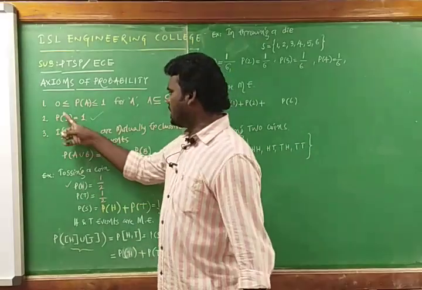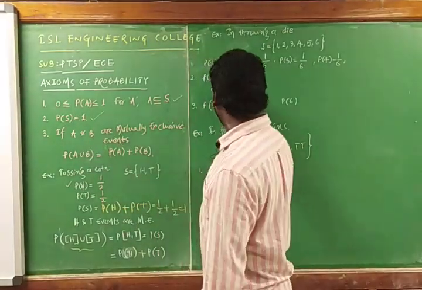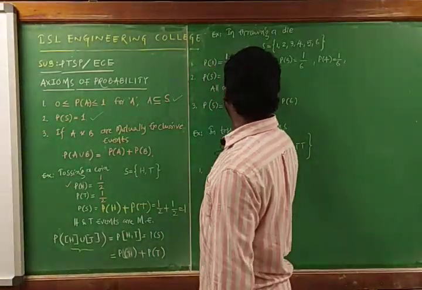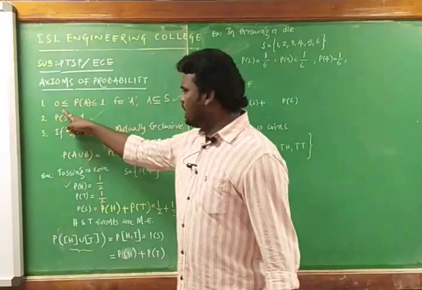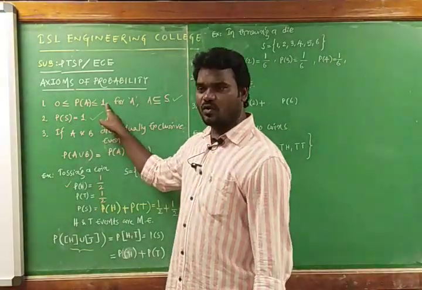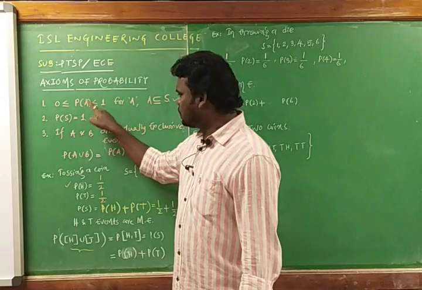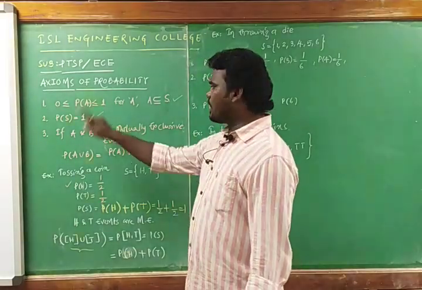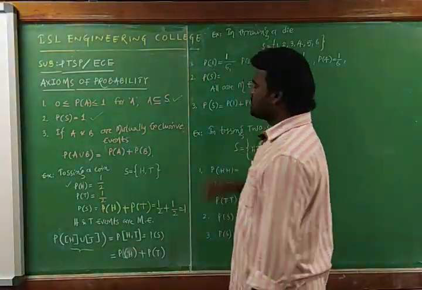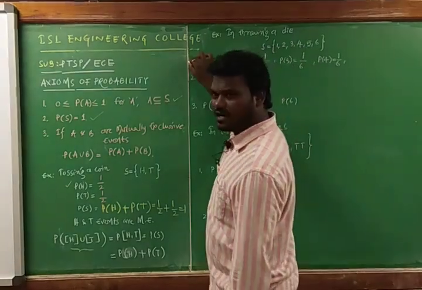The probability of any event must lie between 0 and 1. The events are 1, 2, 3, 4, 5, 6. Probability of 1 is between 0 and 1. Probability of 2 is also between 0 and 1. Probability of 3 is also between 0 and 1, so the first condition is satisfied.